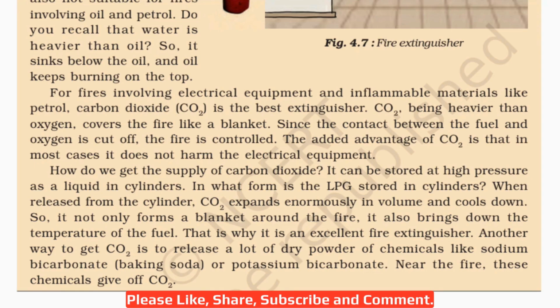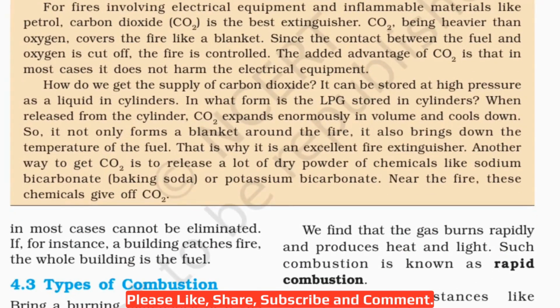Another way to get CO2 is to release a lot of dry powder. If you do not have a cylinder, then you can immediately arrange for some dry powder of chemicals like sodium bicarbonate, which is baking soda, or potassium bicarbonate. Near the fire, these chemicals give off CO2. When you sprinkle this dry powder around the fire, it will give CO2 and the fire gets extinguished.